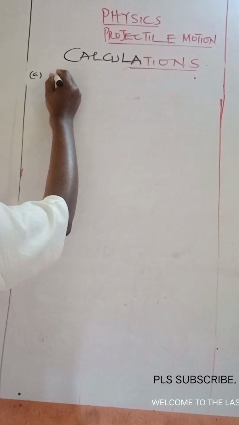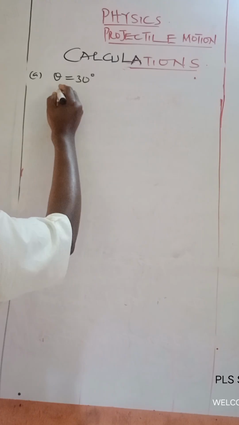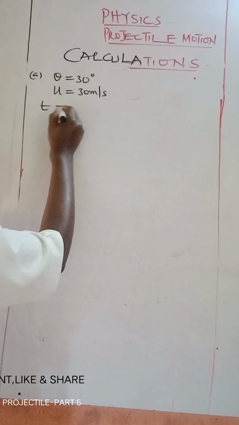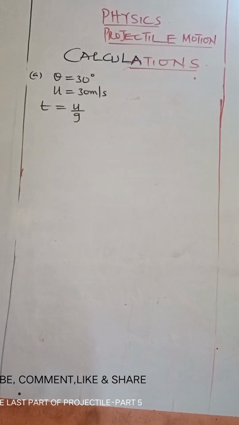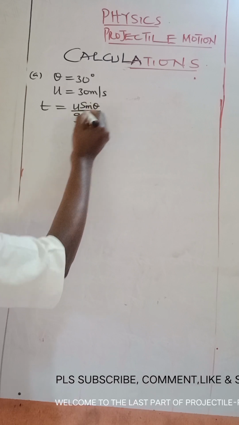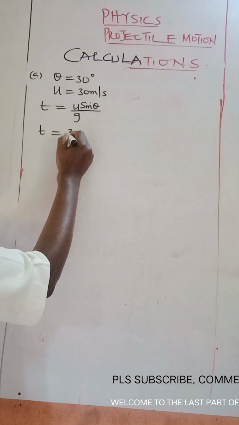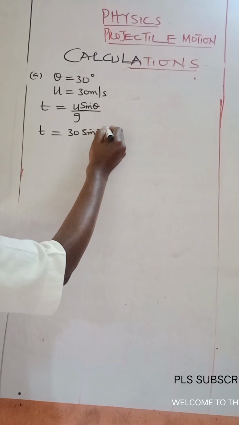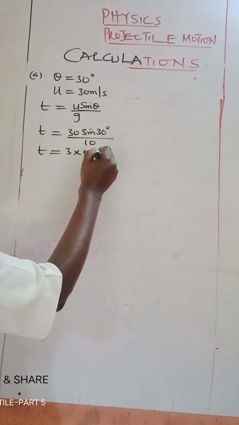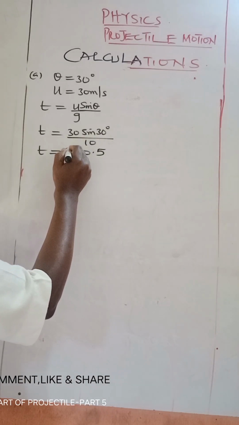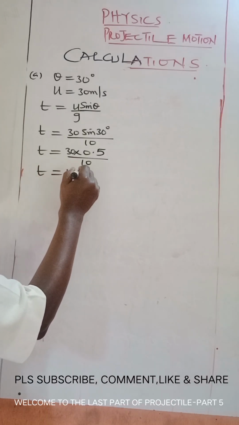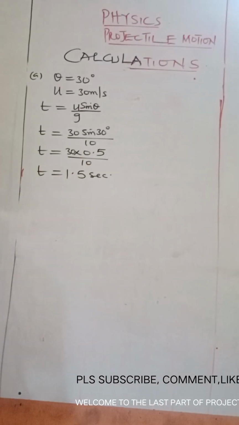A, we are given theta to the horizontal to be 30 degrees, u to be equal to 30 meters per second. We have to calculate the time taken to reach the maximum height. So t equals u sine theta all over g. So t is equal to 30 sine 30 degrees all over 10, which is 30 times 0.5 all over 10. So t will give you 1.5 seconds.